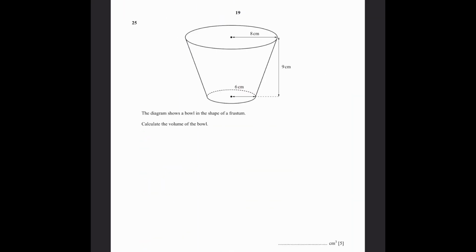The diagram shows a bowl in the shape of a frustum. Calculate the volume of the bowl. First, we need to realize that the frustum is actually a cone with its top part cut off. So if we extend it to find the edges right here, we know that the height is 9 centimeters, that's what's given here. The inner radius is 6, the outer radius is 8 centimeters.